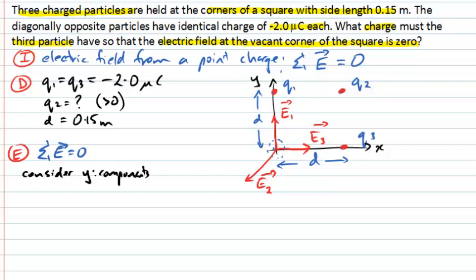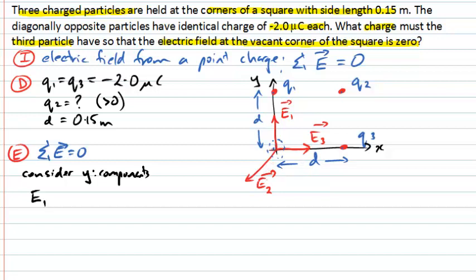We can see here that E1 is all in the y direction. So if we were going to add up the components in the y direction, we would have to consider all the magnitude of E1. E3, you should be able to see, has no component in the y direction. It points perfectly along the x axis, therefore it has no component in the y direction.